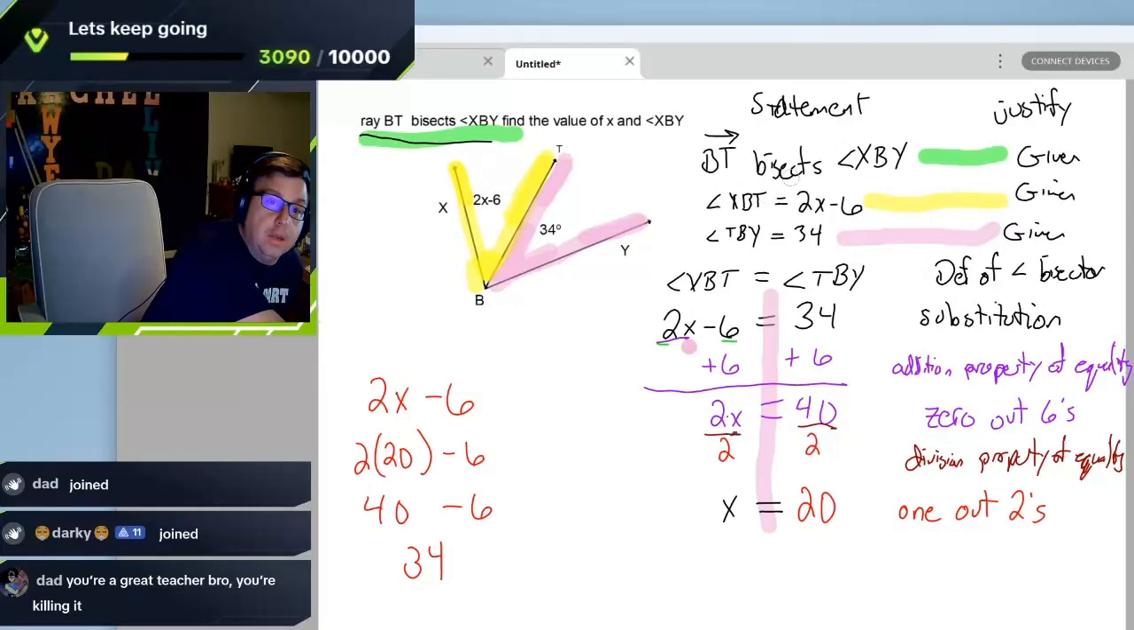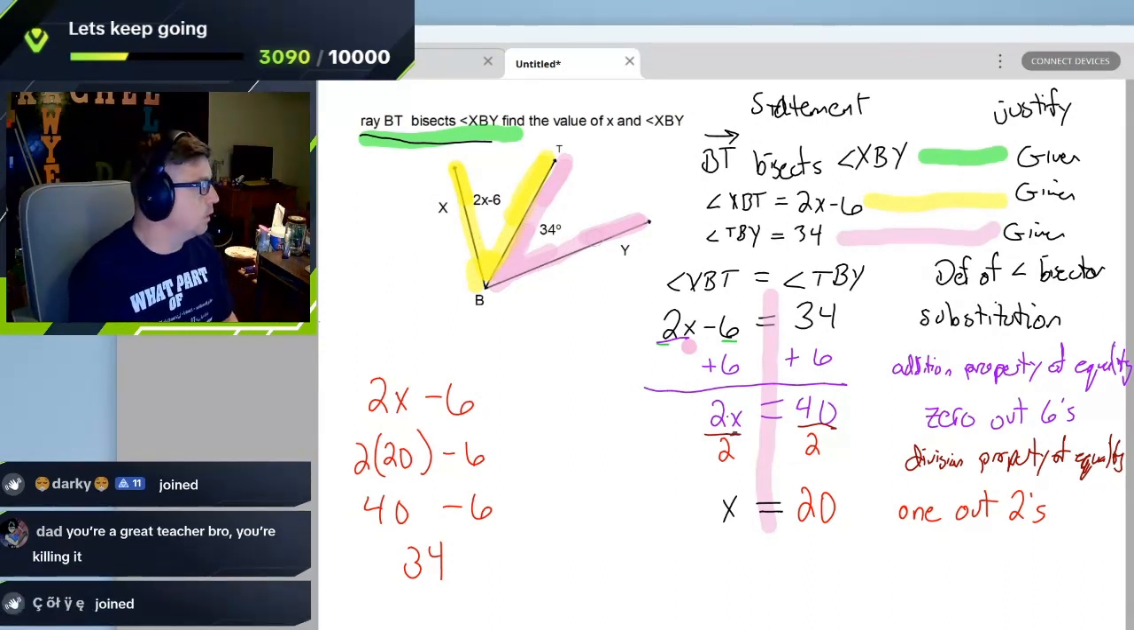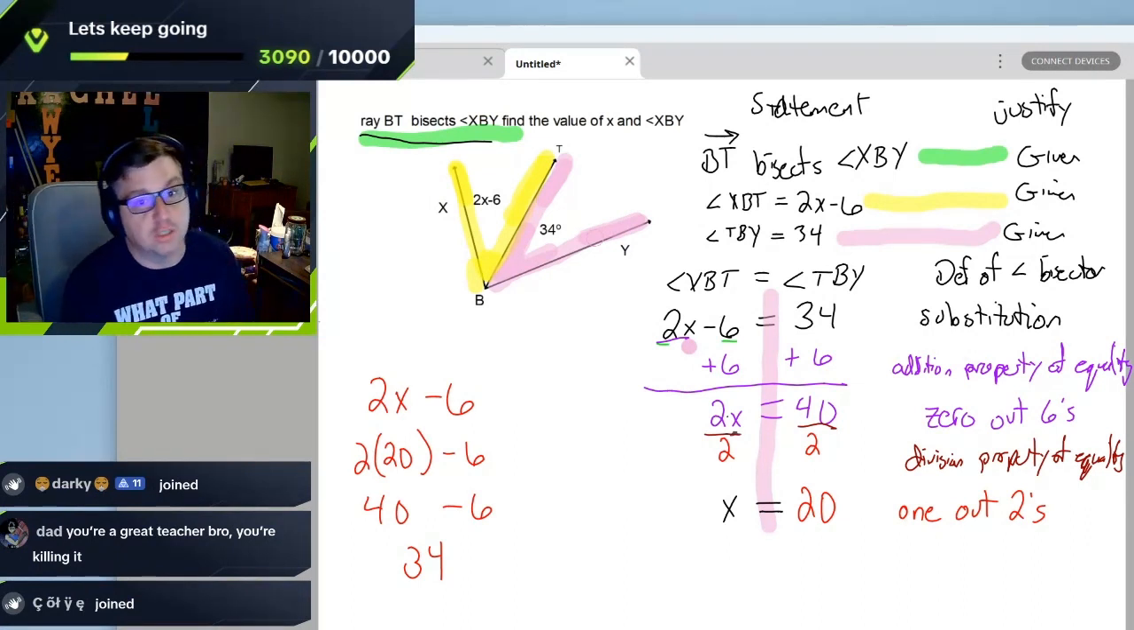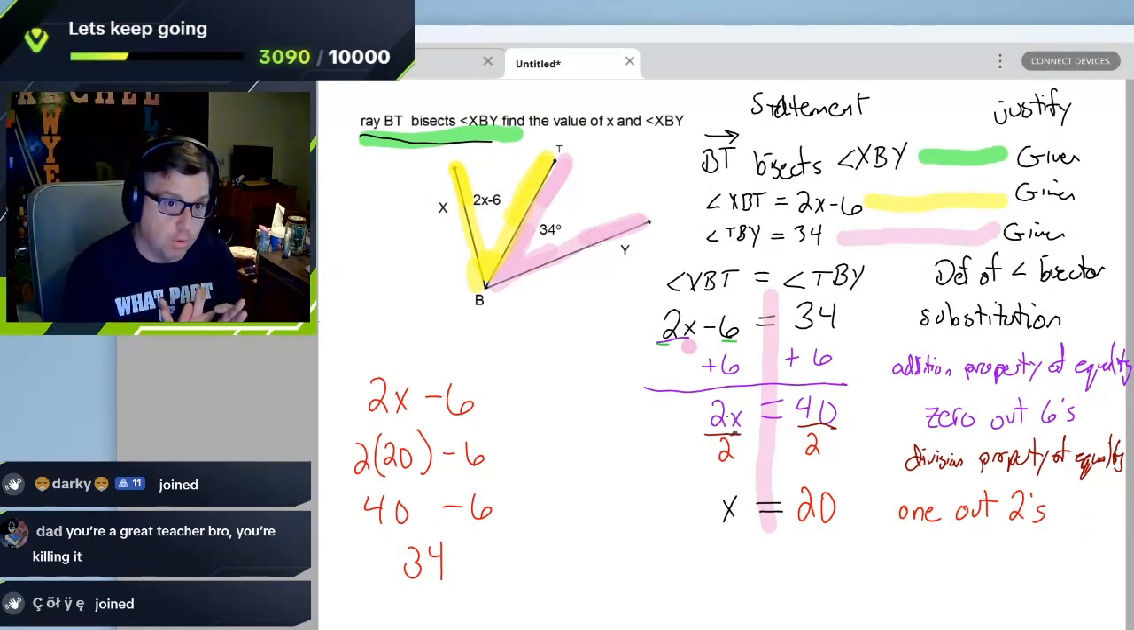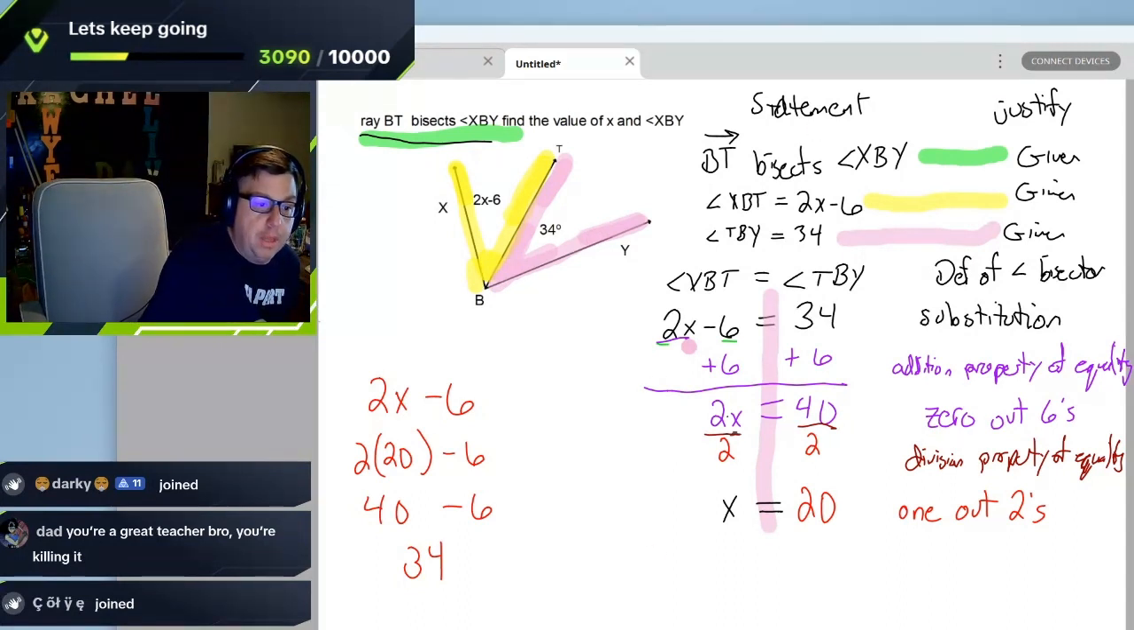Okay? Now we need to use this bisector. This bisector cuts it into two equal pieces. So I know the yellow is equal to the pink. But I can't just say 2x minus 6 equals 34. We actually need to show that the angles are equal, and then we just substitute what those angles are. So the most important piece that my students sometimes struggle with and leave out is this one right here. We definitely need to say angle XBT is equal to TBY. We want to show that because that's what the bisector is doing for us.